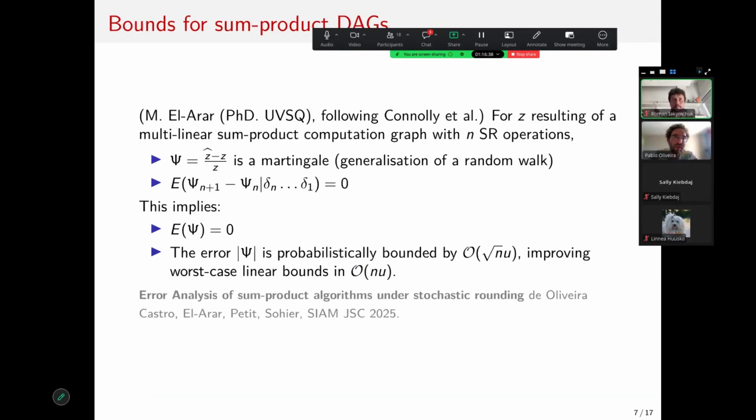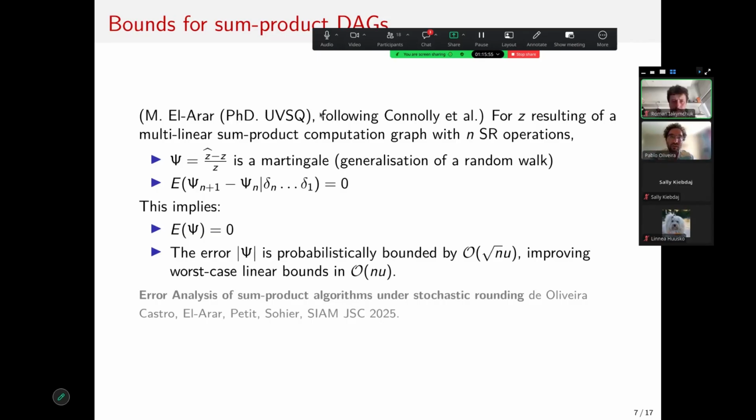So we have extended this property to a chain of operations. And Mediel RR, who did his PhD at UVSQ, and following results by Connolly, Murray, and Higham, show that actually if you have an algorithm that you can write as a sum product computation graph, so you can put plus, multiply, but there is one constraint, it must be linear. So in fact, you cannot multiply two operands that have a common error term. But this already covers many algorithms.